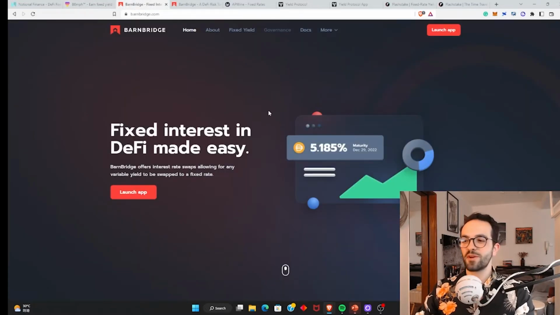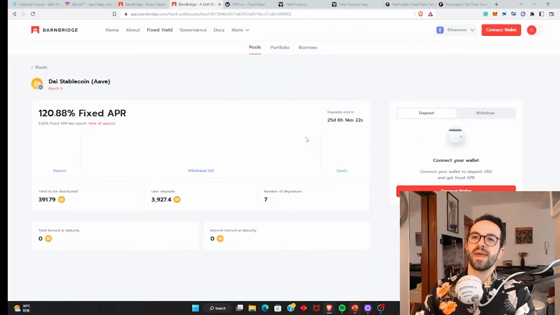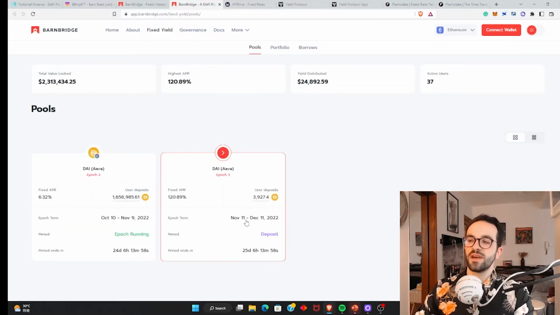Another protocol that you may look at is BarnBridge. Fixed interest rates in DeFi made easy. And at the moment, you can deposit DAI, and you have this epoch time. So this will be a deposit from November 11 to December 11, and they pay a certain yield.